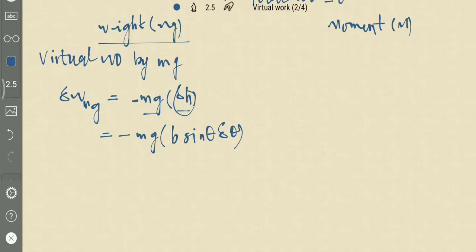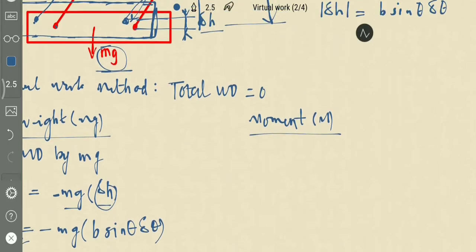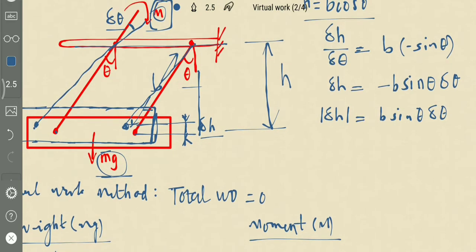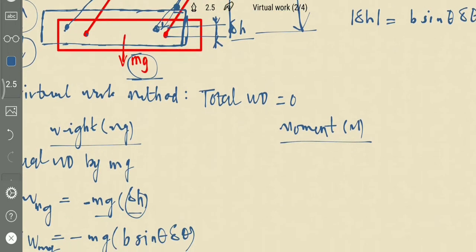This is the virtual work done by mg. And there is another one, moment. Work done by force is force into displacement. Work done by moment is moment into angular displacement. If you see here, by applying moment m in this direction, the angular displacement is also in the same direction. So the sign convention for this is positive.